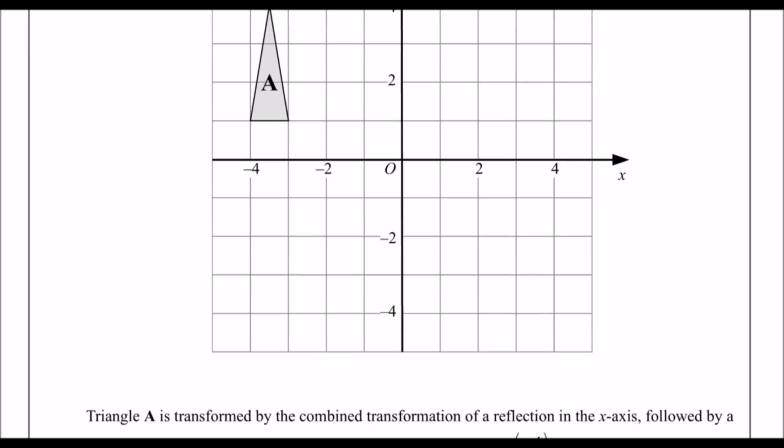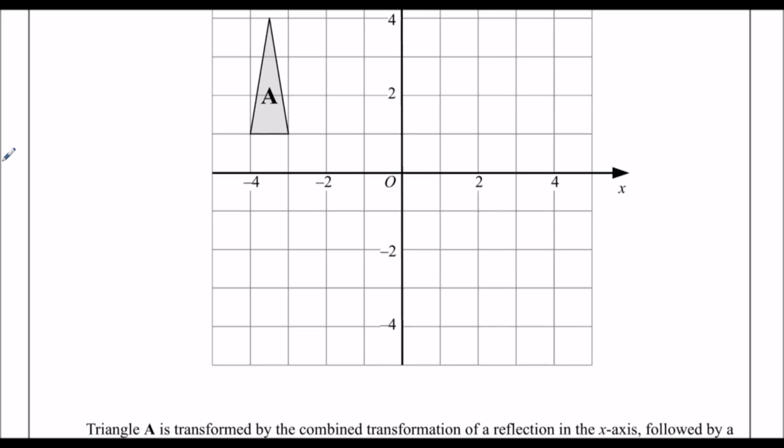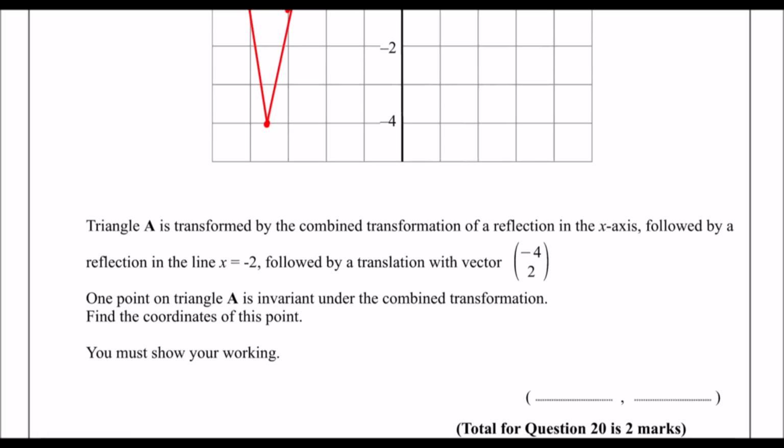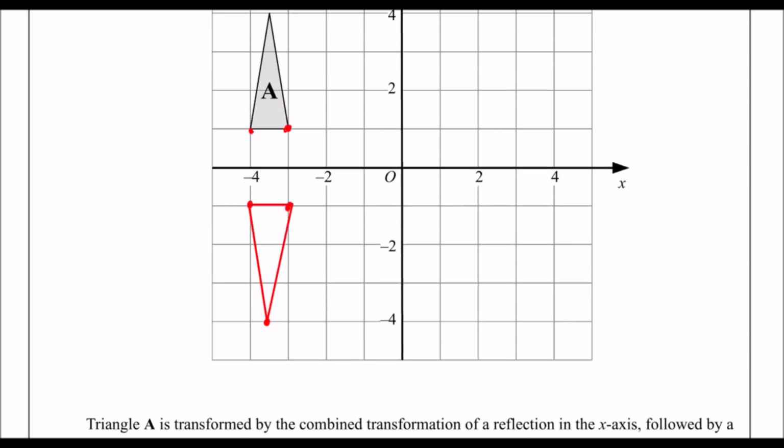Question 20. Triangle A is transformed by the combined transformation of a reflection in the x-axis. Let's do that first. So this point, it's 1 away, so 1 away on the other side. 1 away, and 1, 2, 3, 4. 1, 2, 3, 4. So reflection in the x-axis, followed by reflection in the line x equals negative 2.